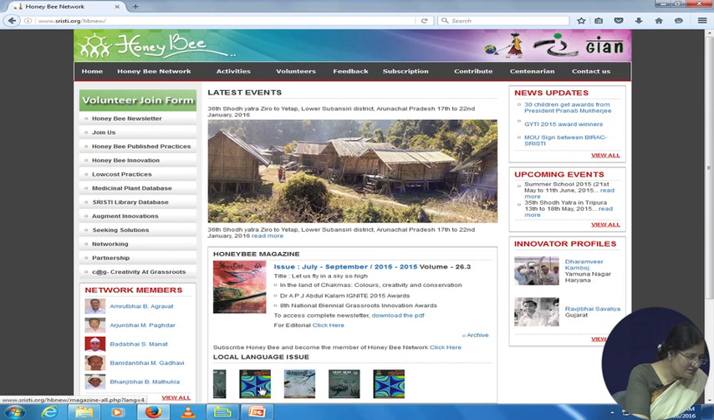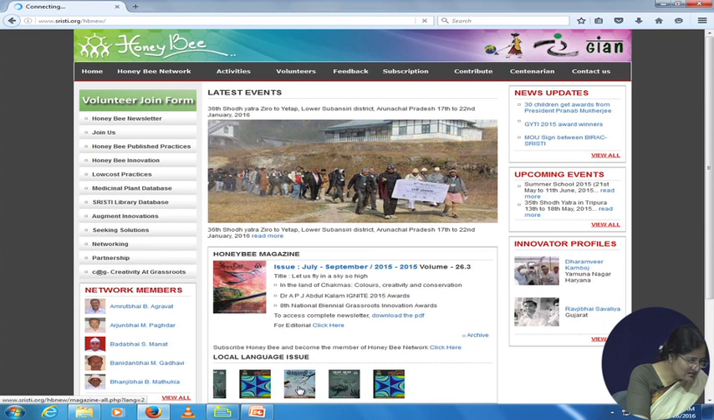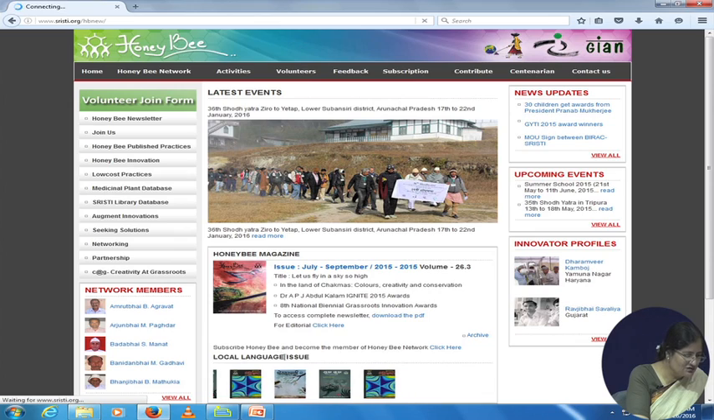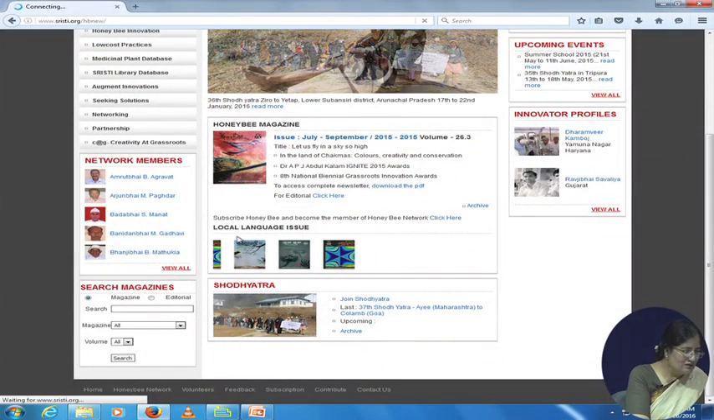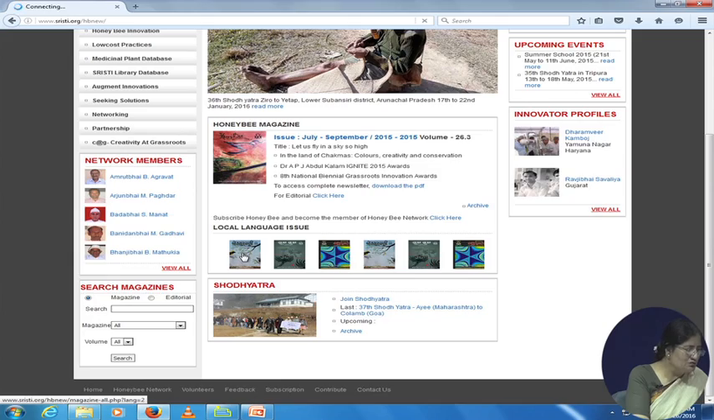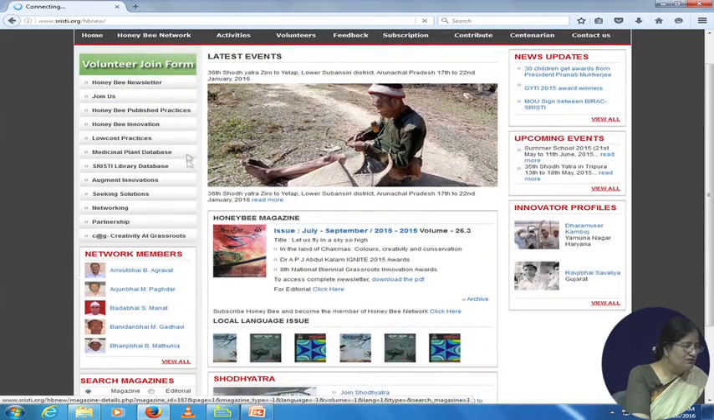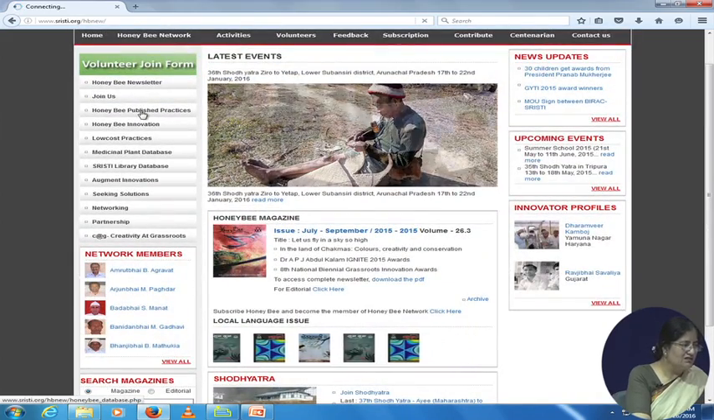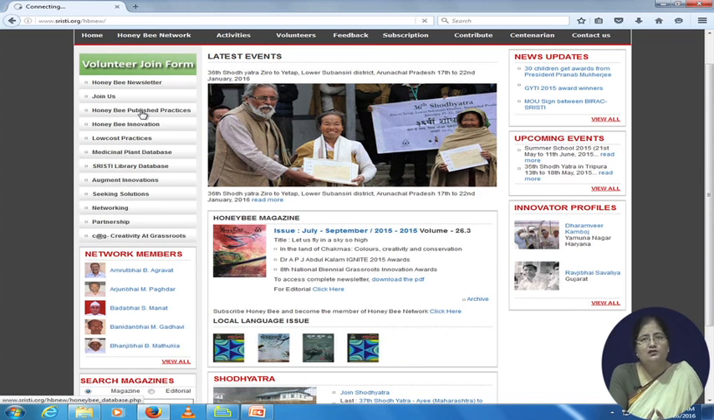So for example, let me see what language this is. This is Gujarati. Okay, I'll just show you. Become a member. So there are local language issues here. So the Honeybee published articles are there. When you look at these articles, they're published in local languages.